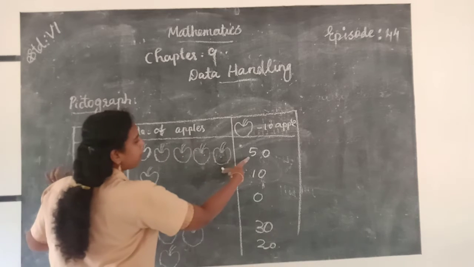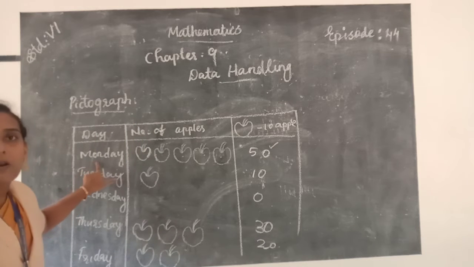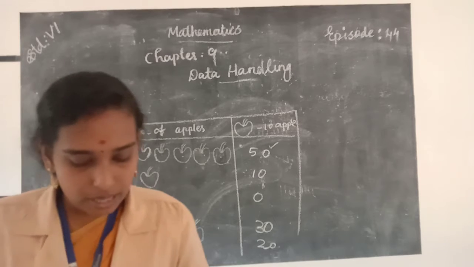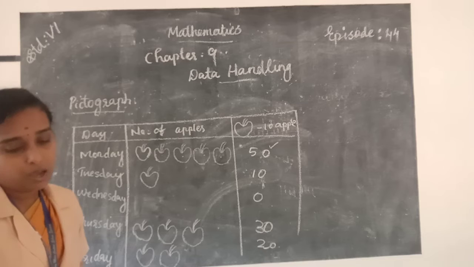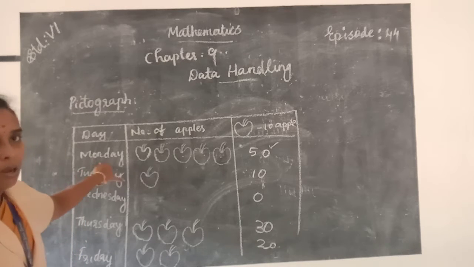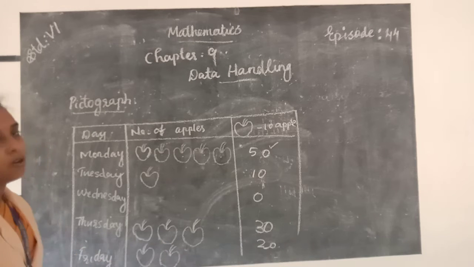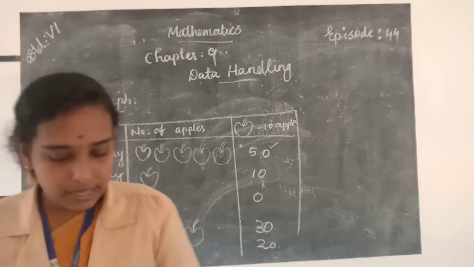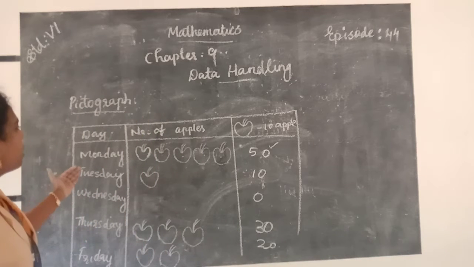So the maximum number of apples, that is 50. So the maximum number of apples were sold on Monday, and on Wednesday no apples were sold. Here the maximum number of apples were sold on Monday, 20 apples were sold on Friday, and 30 apples were sold on Thursday. Like this we can get the answers from the pictograph.